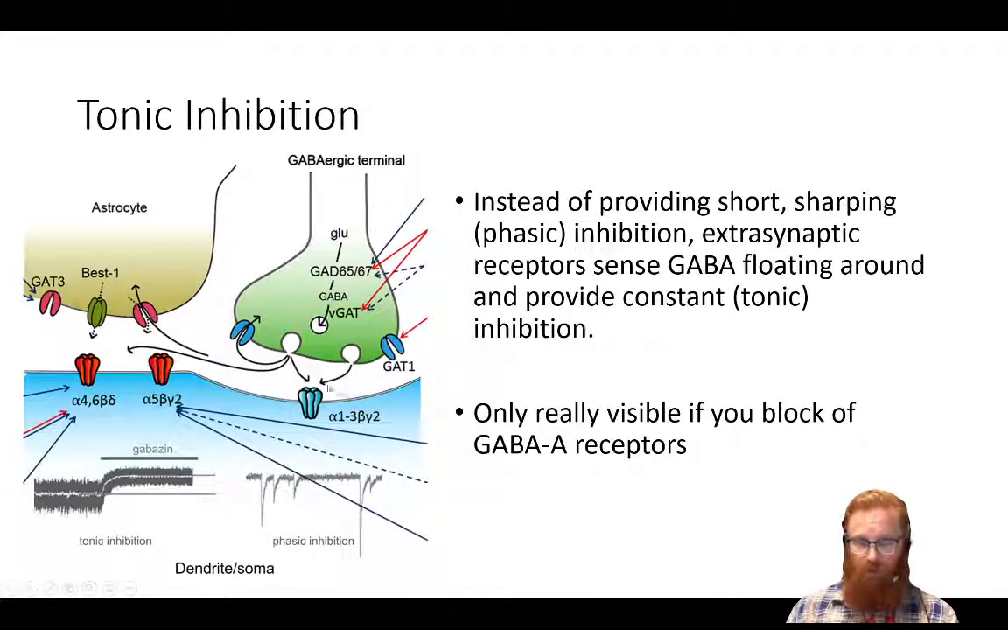GABA gets released, binds to a synaptic receptor. The current starts to flow, and then the GABA is released from the receptor. It's taken up by things like this GAT1, the GABA transporter 1, taken back into the presynaptic terminal. Also, astrocytes express GABA transporters, primarily GAT3.